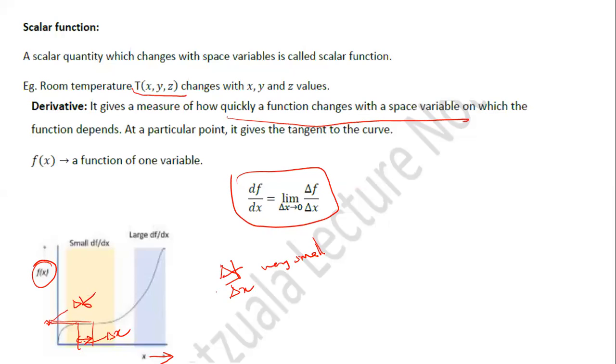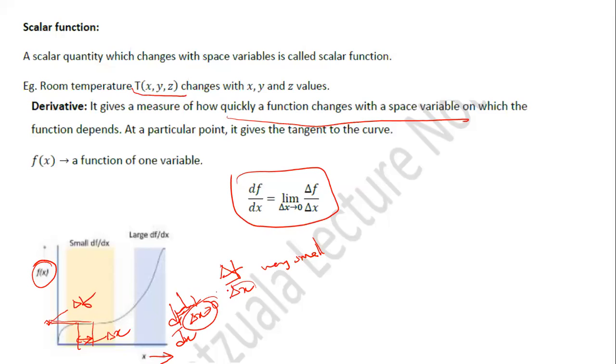Now, derivative at a certain point is simply when you consider the limit that your increment in x, your increment in the independent variable, is very, very small. When the increment in the independent variable is very, very small, that is del x tending to 0, then del f upon del x at such condition when del x tends to 0 is called your derivative df upon dx at a certain point in space.